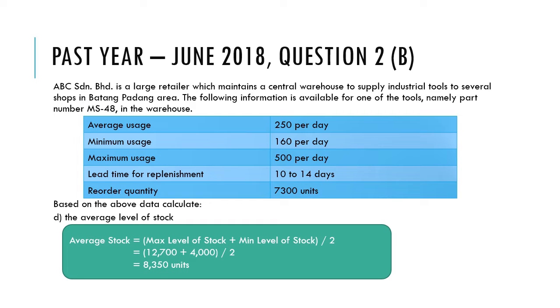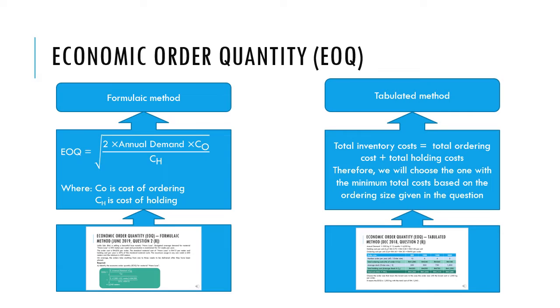Lastly, the question asks you to calculate the average level of stock. So average level of stock is calculated by dividing the total of maximum level of stock and minimum level of stock by 2. So we have calculated previously maximum to be at 12,700 and the minimum to be at 4,000. So we divide by 2. So the average stock is 8,350.